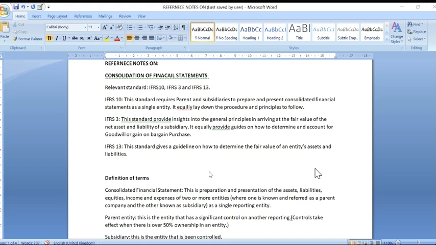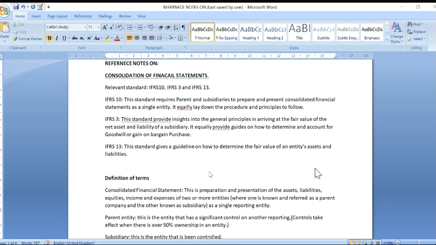In other words, once a parent is about to acquire or has acquired an entity, there is a subsidiary. It implies that for you to prepare your consolidated financial statements, IFRS 3 gives us certain procedures that we must consider in arriving at the net assets and the net liabilities of that subsidiary, as it were. And then it gives us a procedure which we shall look at in this class together.